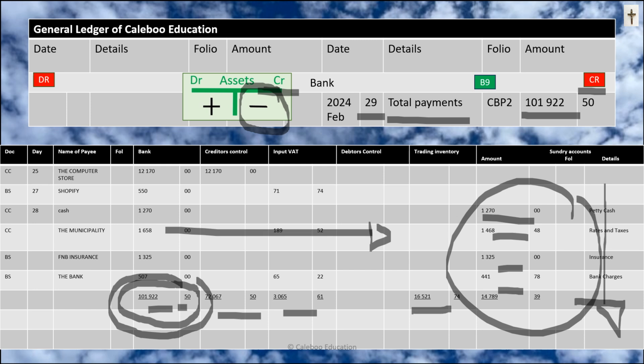All those items make up total payments of 101,922.50. So under details we write total payments, and there we go. The bank account was credited, and why? Because the value of our bank balance decreased. Bank is an asset. A decrease in assets, the rule says credit the account.